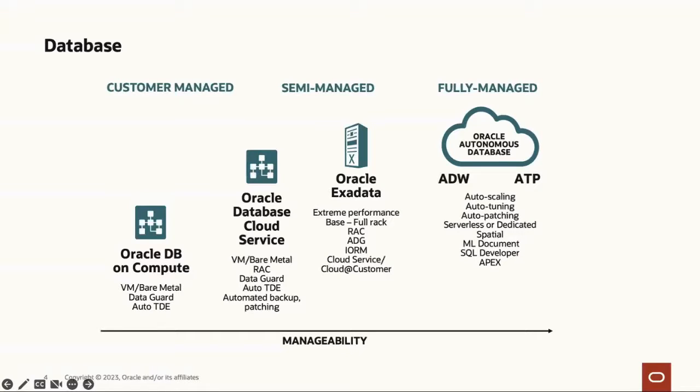There will also be options for RAC, and you will have Autonomous Data Guard, which is different from database on compute and database cloud service. This one is going to be single click, and what it'll do is create a compatible database, create the shape that you specify, and then create the connection between the two.